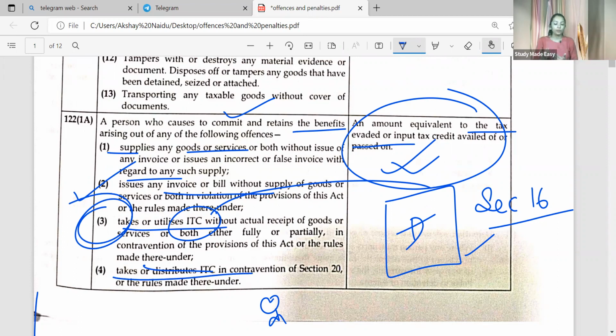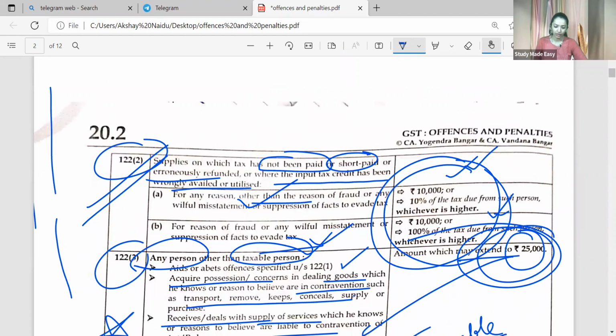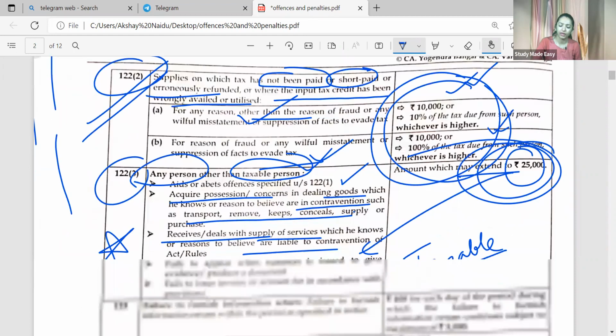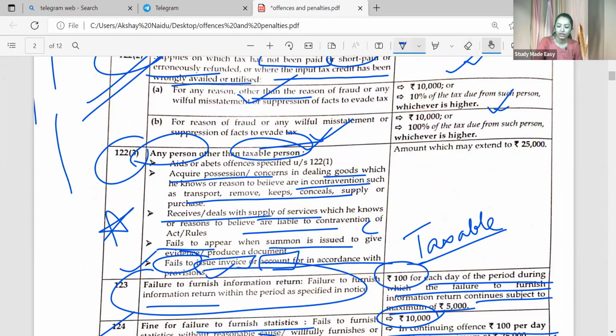If you have distributed it, ITC का डिस्ट्रीब्यूशन कौन करता है? इनपुट सर्विस डिस्ट्रीब्यूटर. In such a case also उतना ही पेनल्टी. Then this was my demand and recovery wala part, same 10% of the taxes due or 10,000 whichever is higher, and where it is fraud 10% of the taxes due and 100% of 10,000 or 100% of taxes due whichever is higher. Same cut copy paste from 73-74.